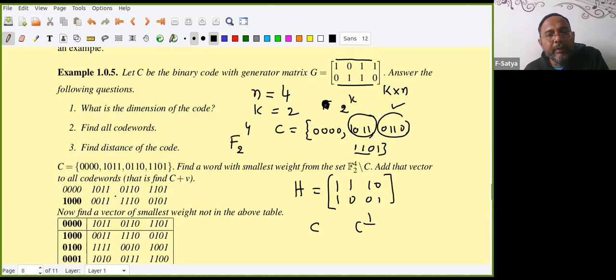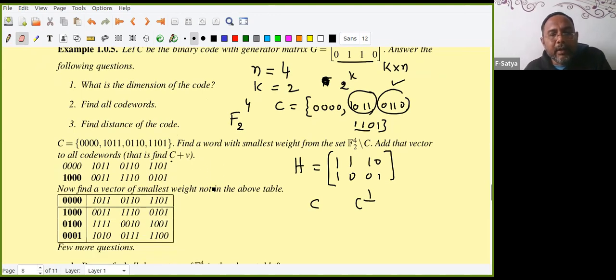So it is C plus V, code plus V. It is a vector space plus V. Okay, you know W plus V, right? Quotient space, right? Yes. So like that I will add. Now what is this total? Now this table contains what?